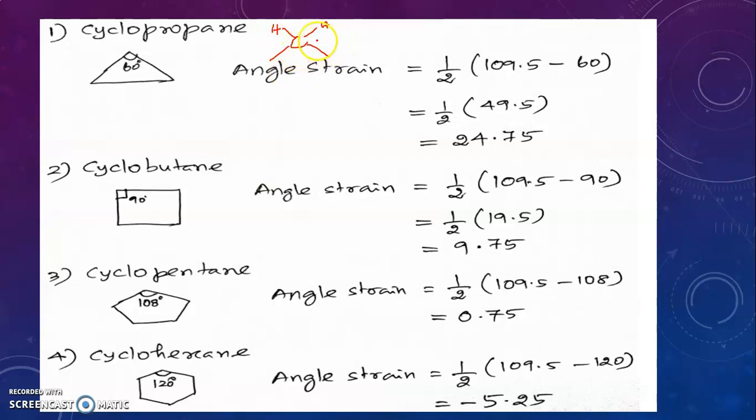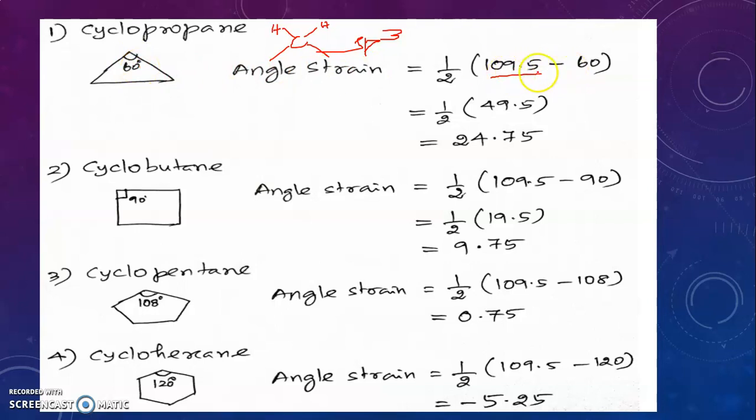The number of sigma bonds is 4, therefore hybridization is sp3, right? sp3 hybridization means the normal bond angle should be 109.5 degrees. This is the sp3 hybrid angle. If a carbon has sp3 hybridization, then the expected bond angle should be 109.5 degrees. But now the internal bond angle in cyclopropane is only 60 degrees.